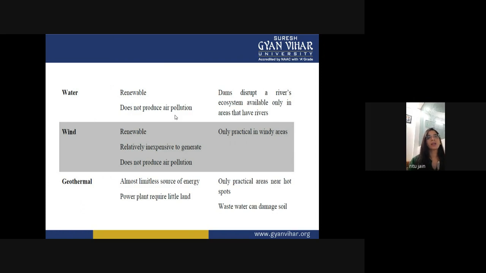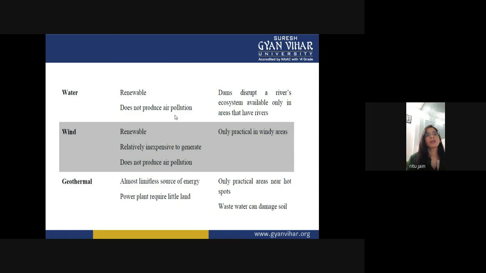So only practical areas near hot spots where you can use heat energy of the earth to generate the electricity. The wastewater which is coming from the ground after getting its heat to generate the electricity can damage the soil. So this is the disadvantage of geothermal power plants. So basically these are your different kinds of resources of energy by which you can generate the energy.